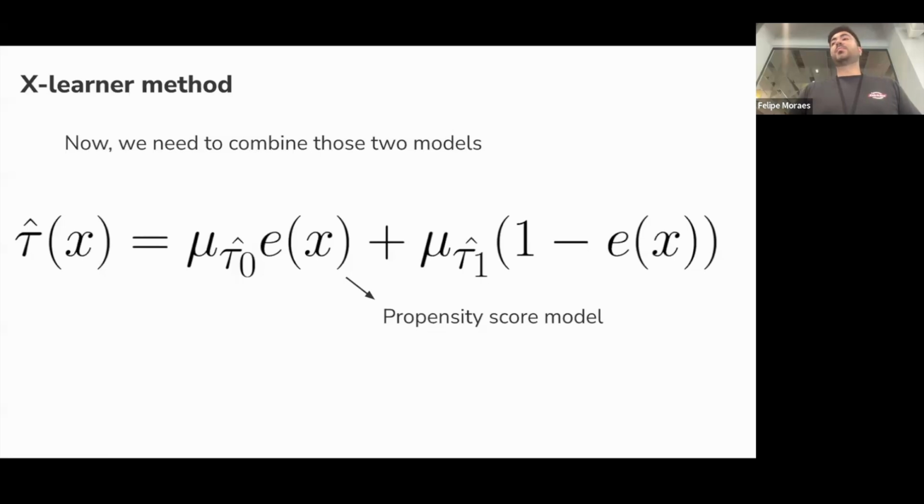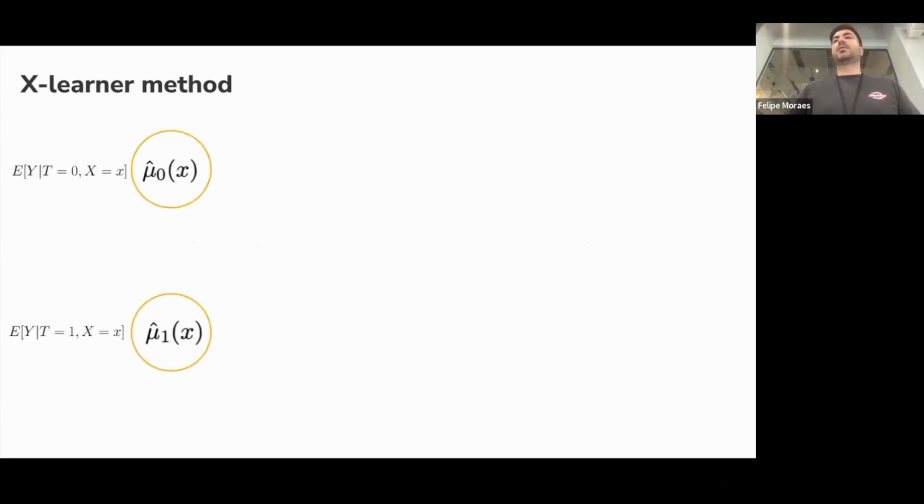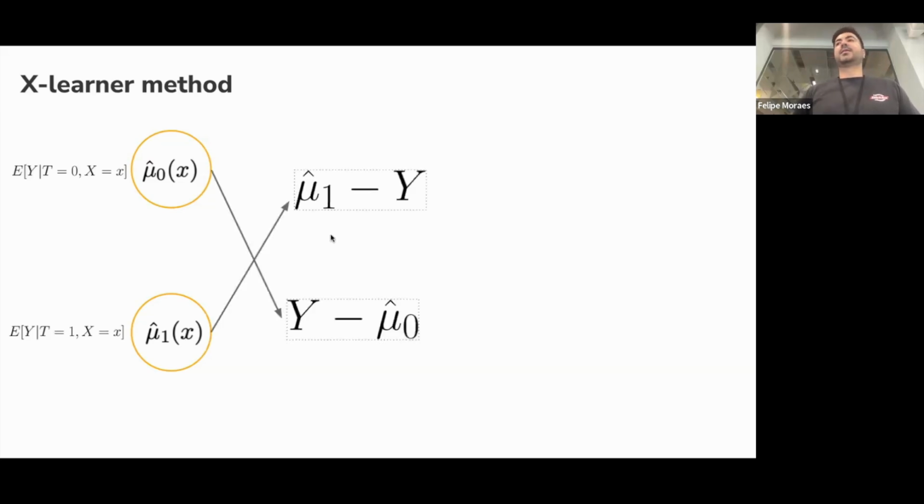And this we call the propensity score model, which is the likelihood of this variable being from the treatment. Now, bear with me. I want to resume what we have done so far from the X-learner. So we first start with two models, right? We get the output of these two models and we cross them. So here's where the X comes from.